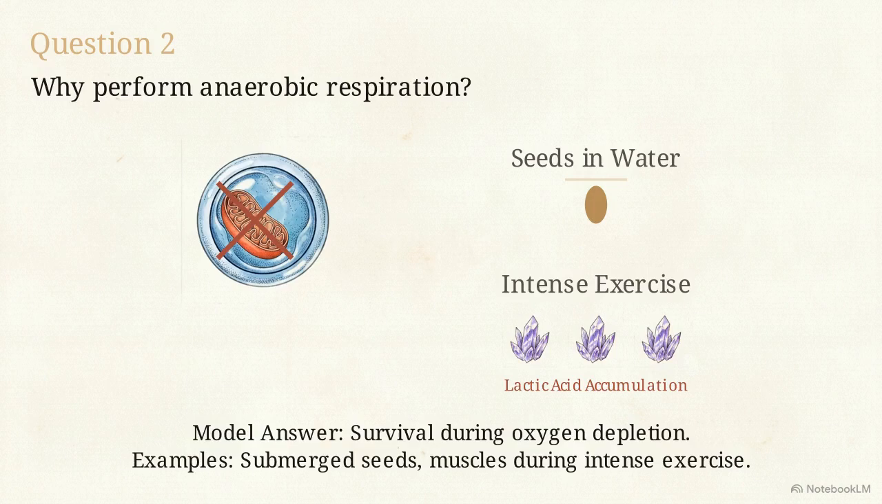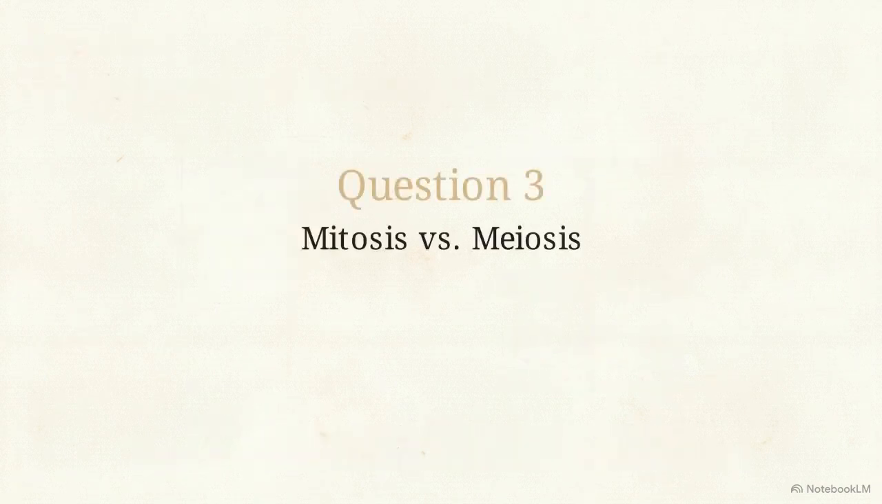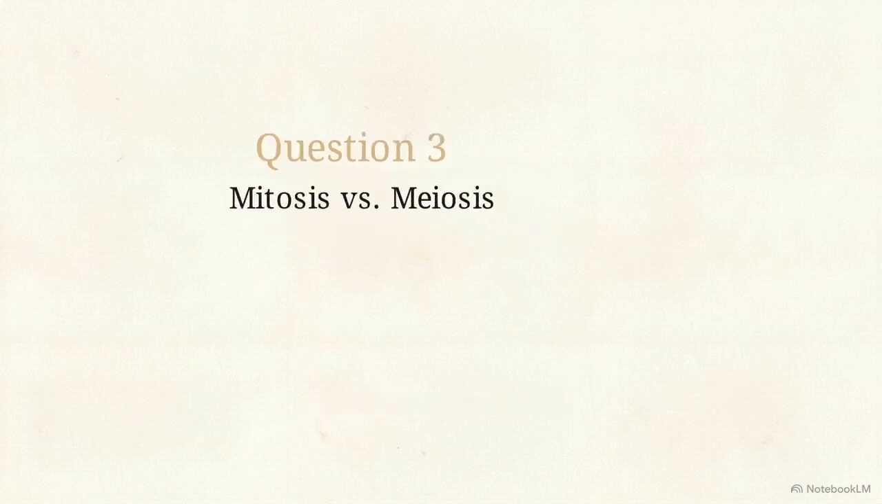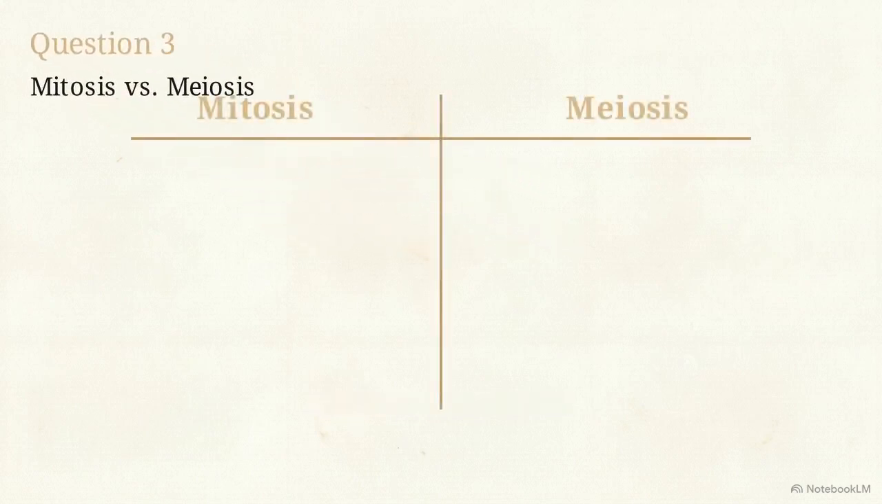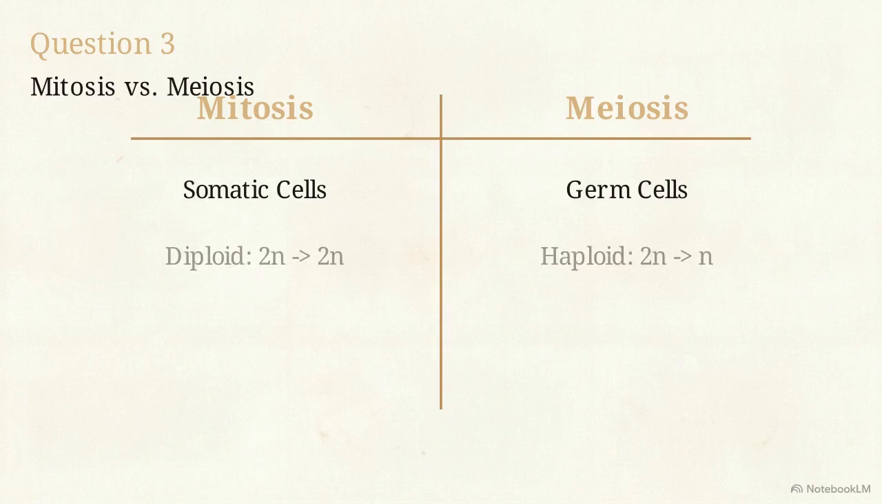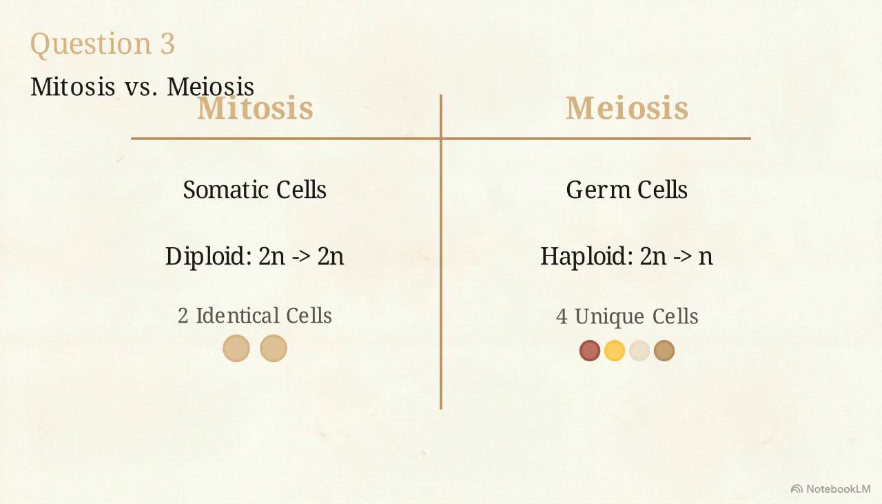Question 3. Distinguish between mitosis and meiosis. State clearly that mitosis occurs in somatic cells, maintains a diploid 2N state, and yields 2 identical cells. Meiosis occurs in germ cells, creates a haploid N state, and yields 4 unique cells.